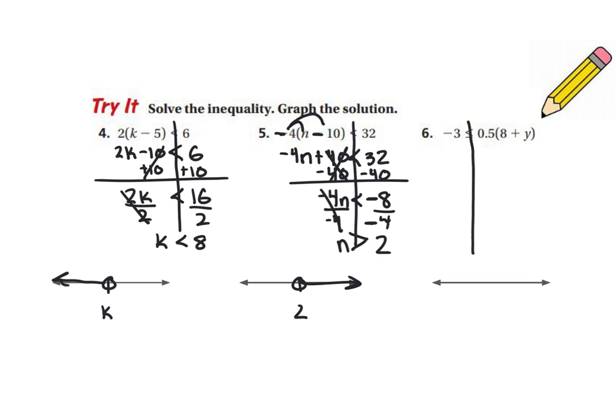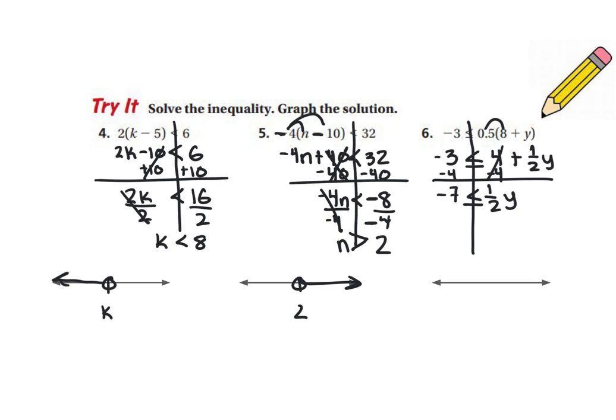On to our last one, number 6. Half of 8 is 4. Half of y is 1/2 y, or you could say 0.5 y. To undo the addition, we're going to subtract 4 from both sides. Opposites cancel, so we have 1/2 y. And on the left side, we have -7.